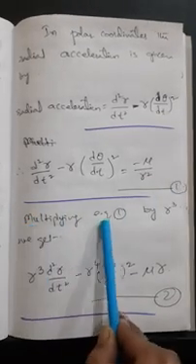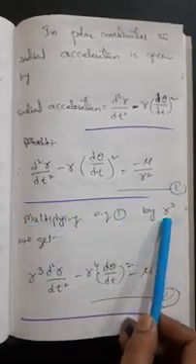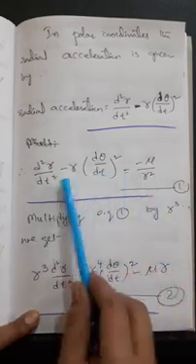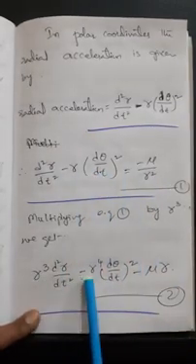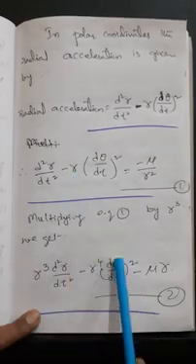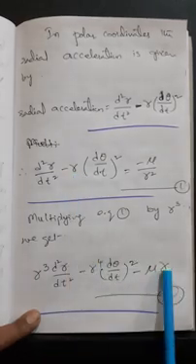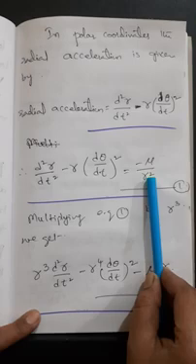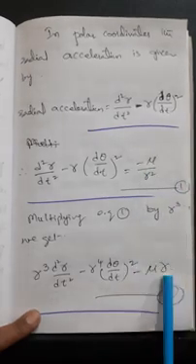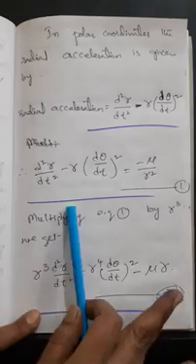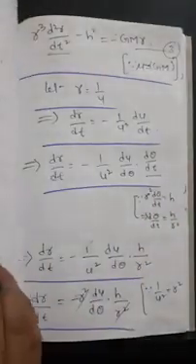Now multiplying both sides of equation 1 by r³, we get r³ d²r/dt² - r⁴(dθ/dt)² = -mu r. Since r² is already there on the right side and we multiply by r³, the r² cancels and we get r only. Let us take this as equation number 2.